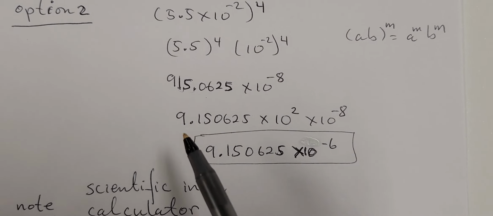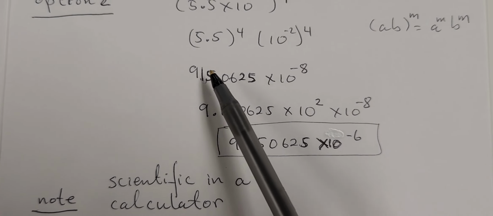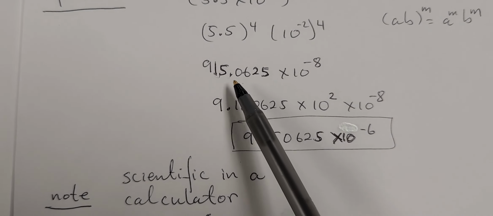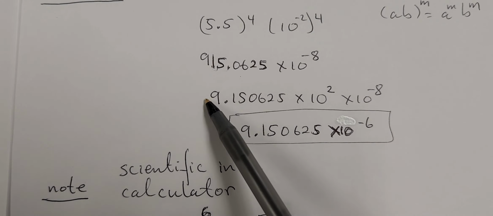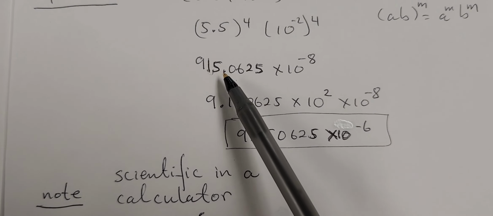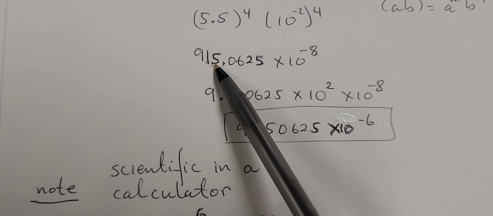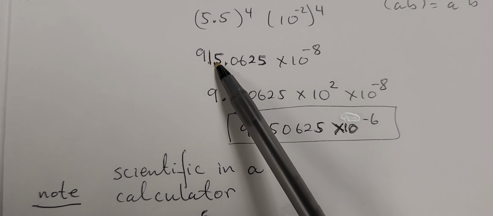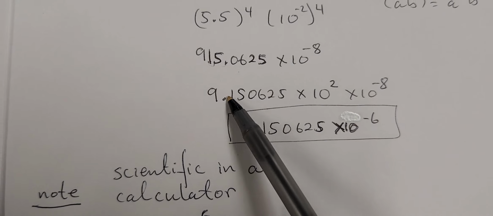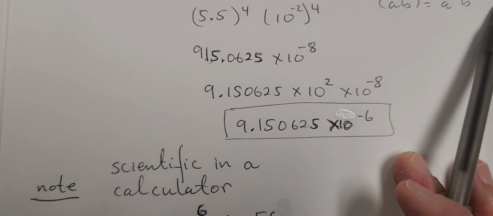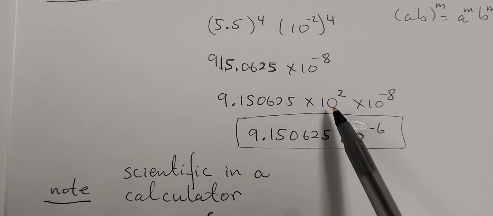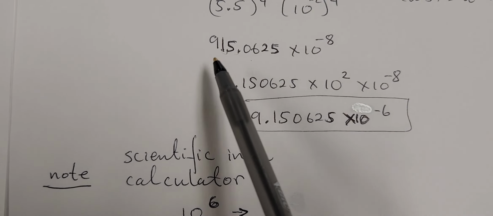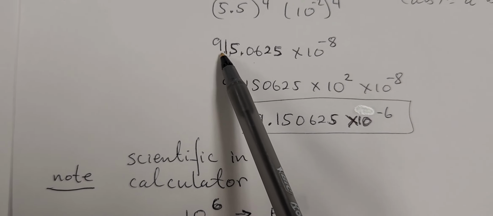Okay. Now I want to change this into better scientific notation, because 915 is bigger than the scientific notation range from 1 to 9. So this is too big. So move this decimal 2 times. So 1, 2, and that's what I have here. So now I have 9.150625. And since I moved the decimal twice, make sure you include that. Again, where does this 2 come from? Because I moved the decimal 1, 2.